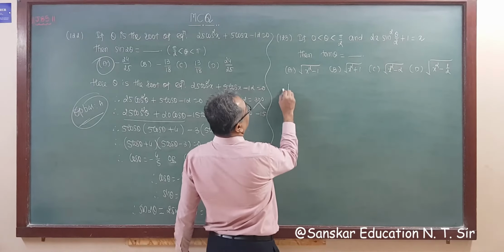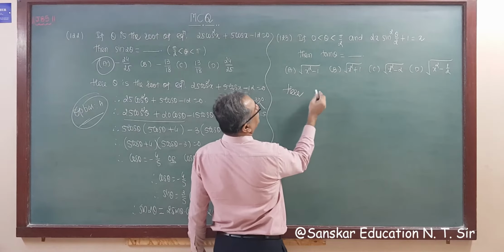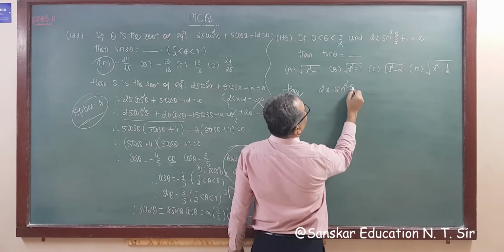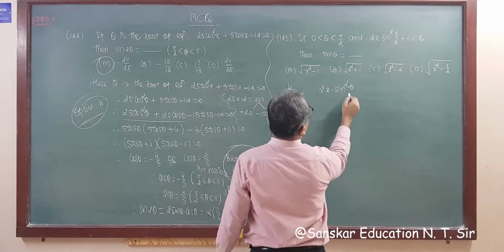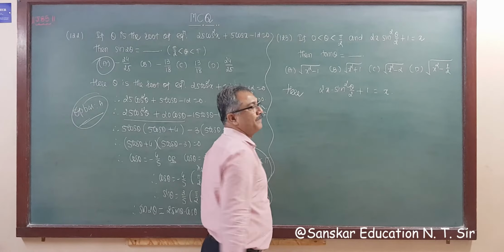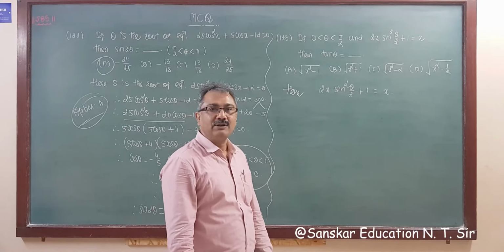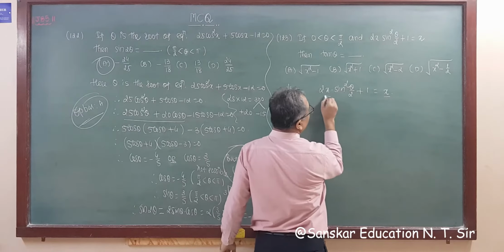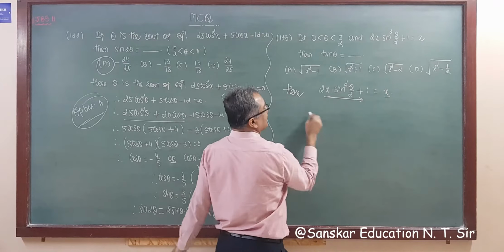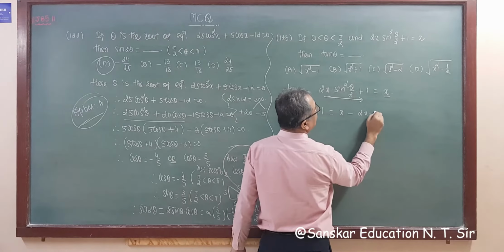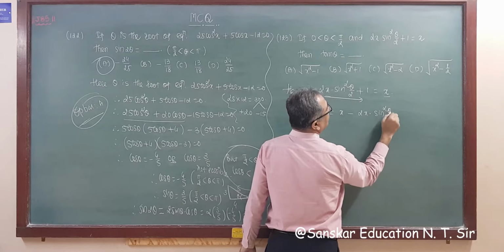So here it is given that twice x sine square theta by 2 plus 1 is equal to x. We have to find out the value of theta, but x is here and x is here, so taking this term to the right hand side, what we get: 1 is equal to x minus twice x sine square theta by 2.